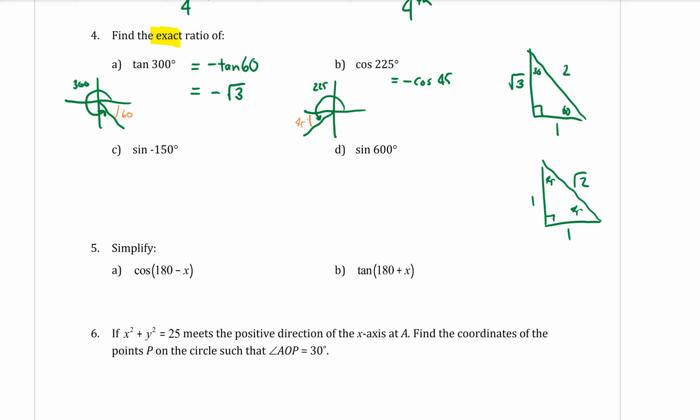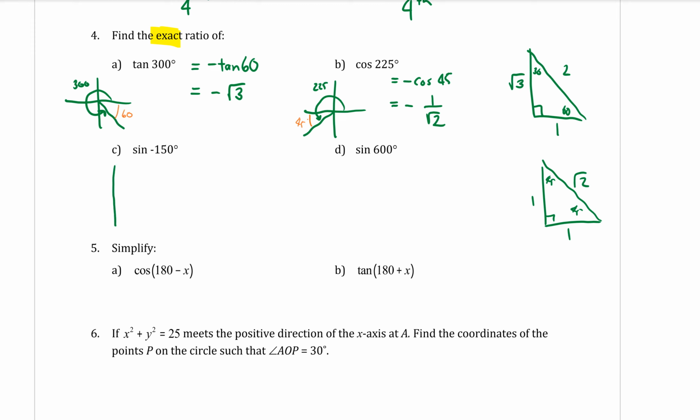Now we need to use our exact value triangle. What is cos of 45? Cos is adjacent over hypotenuse, so adjacent is 1 over root 2. So minus out the front, 1 over root 2. And I'm not expecting you to rationalize the denominator there. Part C, sine of negative 150.